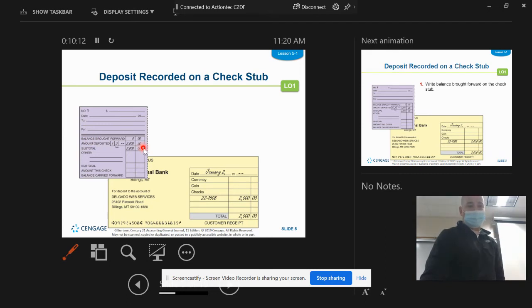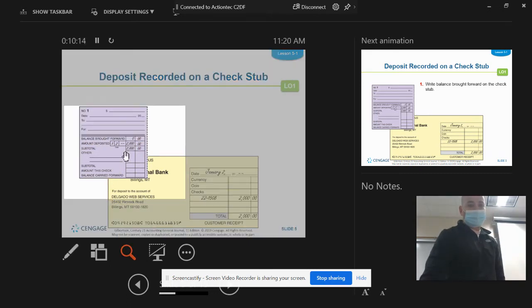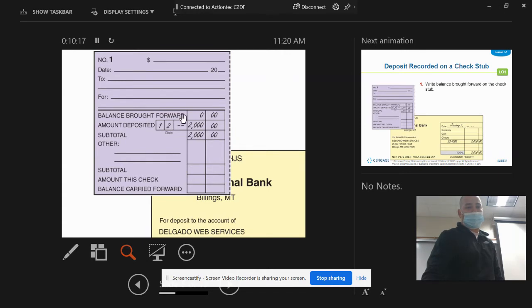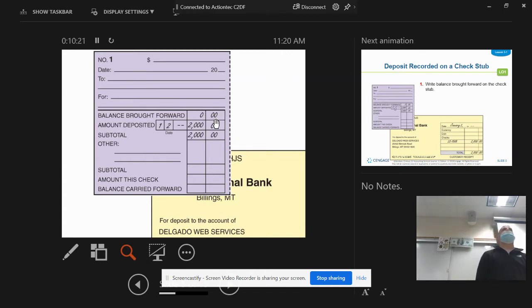So here I'm simply going to write the balance brought forward. If I have $0 brought forward, what does that mean? It means my balance is zero. What does it mean if my balance was zero? It could mean a couple things, I suppose. One thing, it could mean you're exactly at $0. What else could it mean, you think? Or you just opened your account, right? And that's what I probably think is going on here, but I'm not sure.